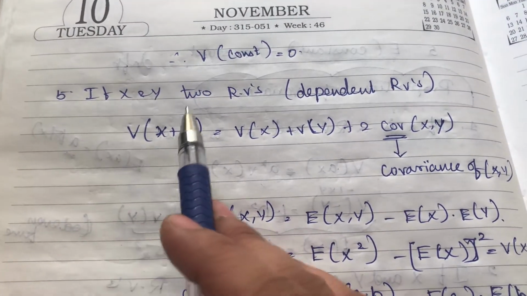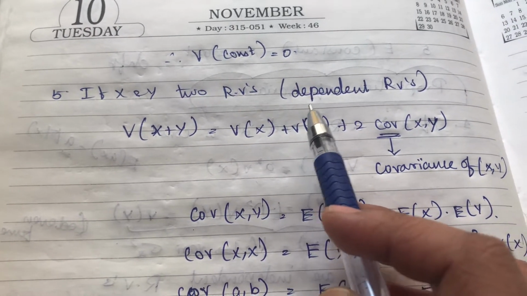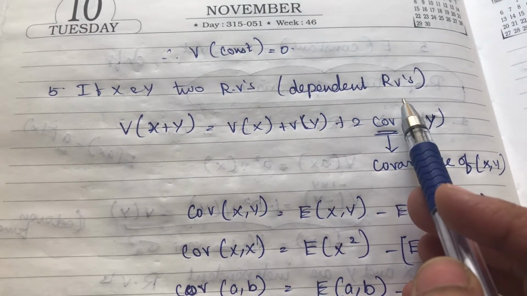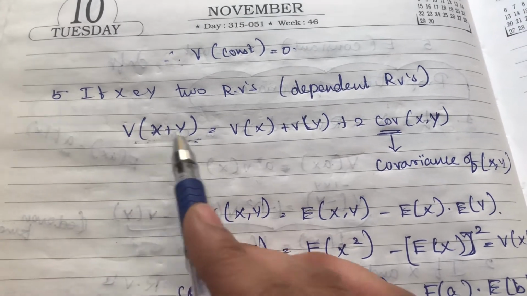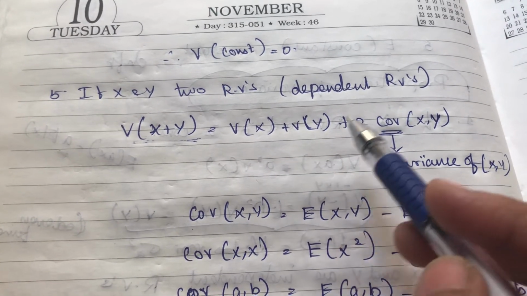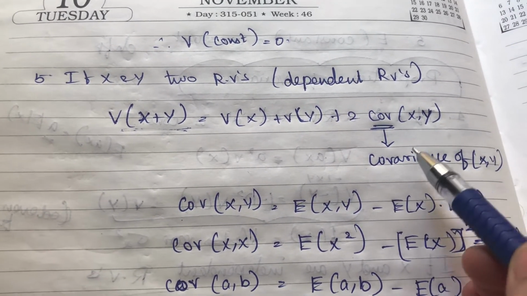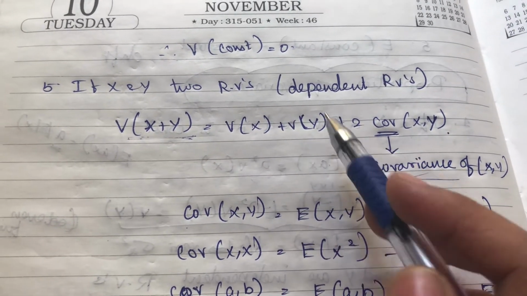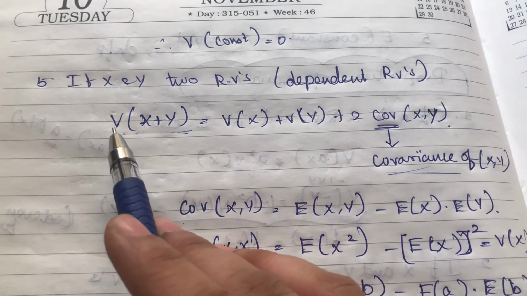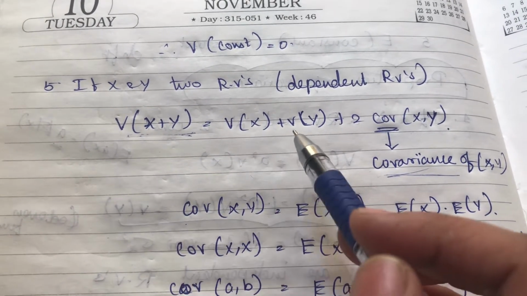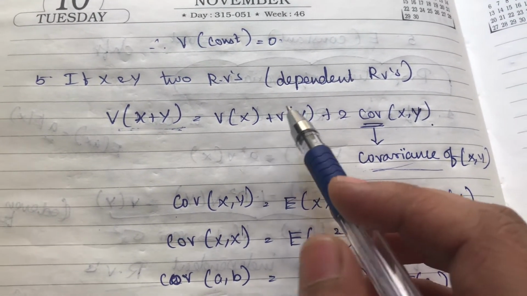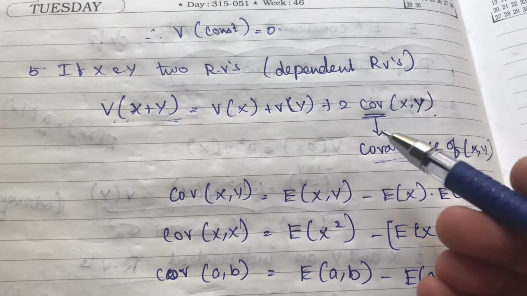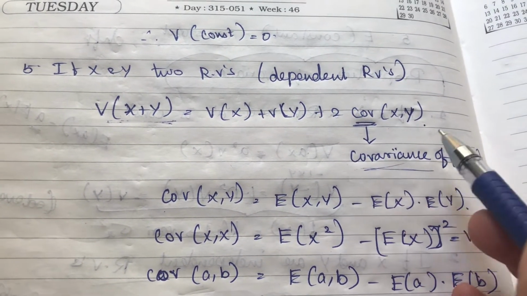Okay, so this is somewhat important actually. And if X, Y are two random variables which are dependent, we have to use a formula like (a plus b) squared equals a squared plus b squared plus 2ab. Likewise, here variance of (X plus Y) will be equal to variance of X plus variance of Y plus 2 times covariance of X, Y.